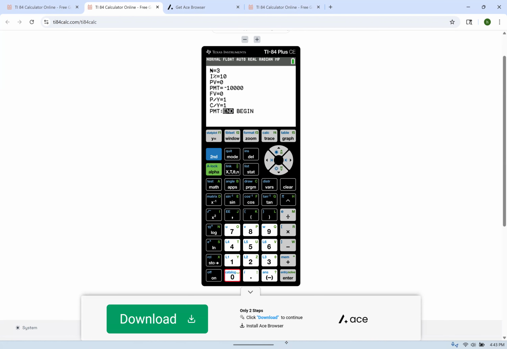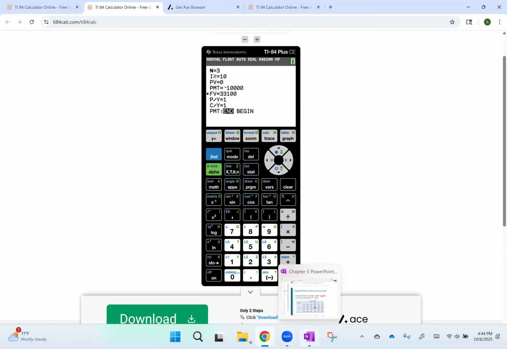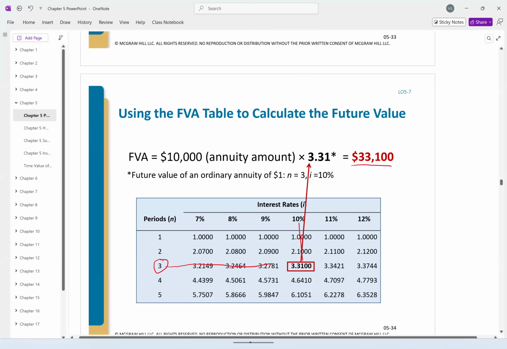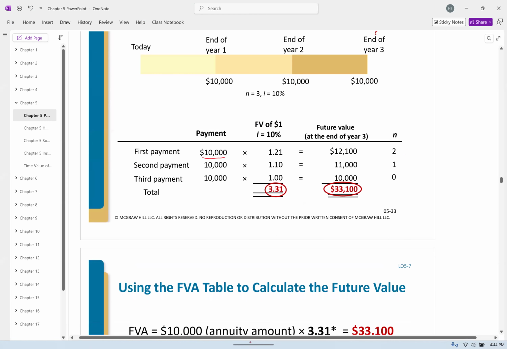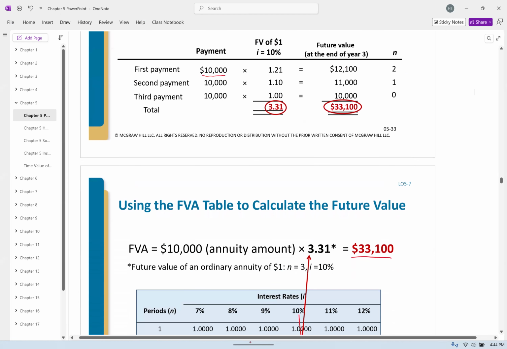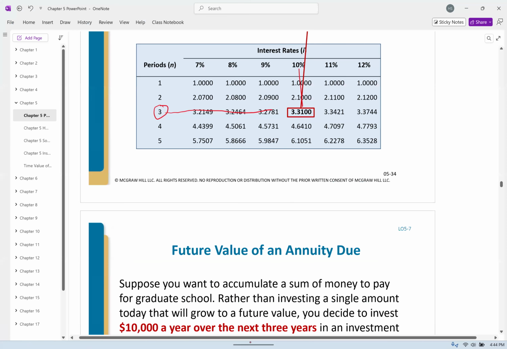3 years, 10%. We're not looking for present value, so make sure you zero that out. That's just a little technical thing. All right, then we're going to calculate, find the future value. We're going to hit alpha, enter. We get $33,100. Exact same thing that we got over here from using the tables. And if we went through the manual calculation, we would do that as well.